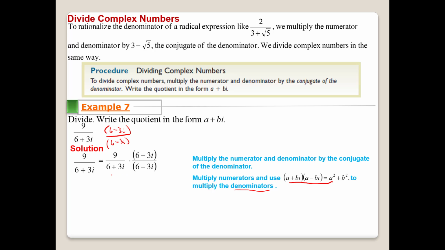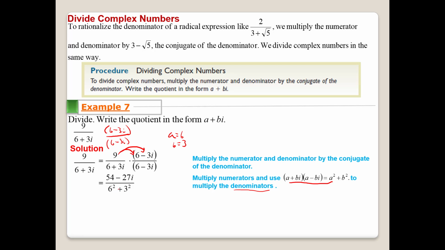So in which case, on the bottom, we should have our a is a 6, and our b is a 3. So we'll take 6 squared plus 3 squared on the denominator. And up top, we should have 9 times 6, and then 9 times negative 3i. So 9 times 6 should give us 54, and 9 times negative 3 should give us negative 27. And that's what we get, 54 minus 27i. And then on the denominator, as we talked about, taking 6 squared plus 3 squared.